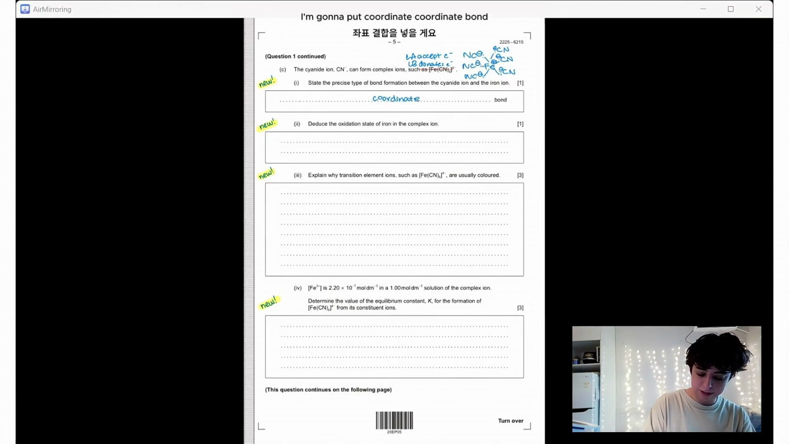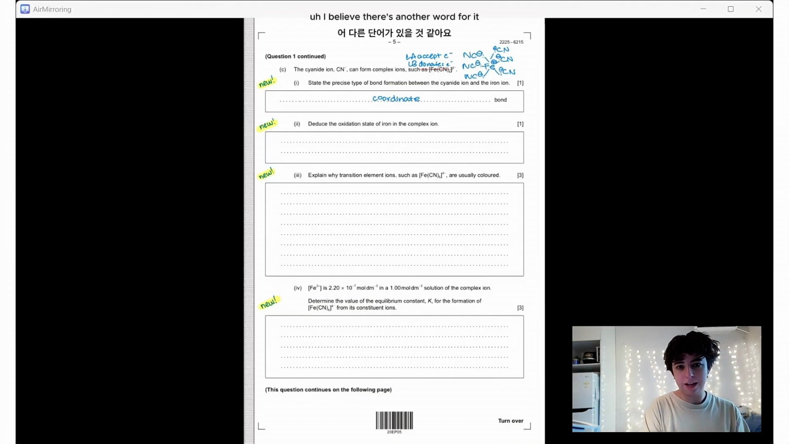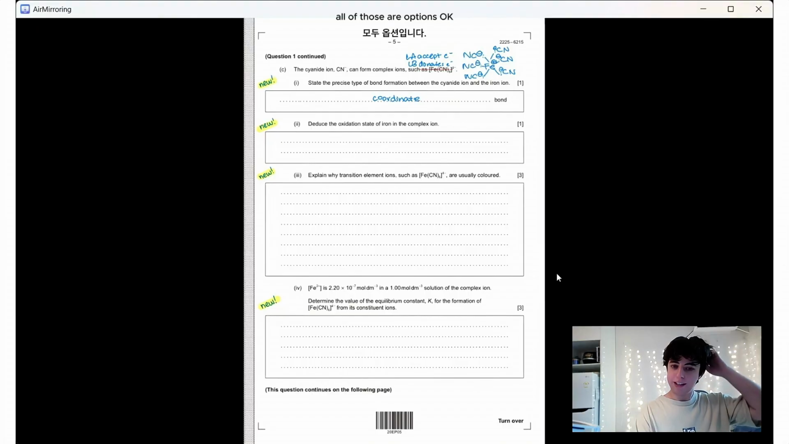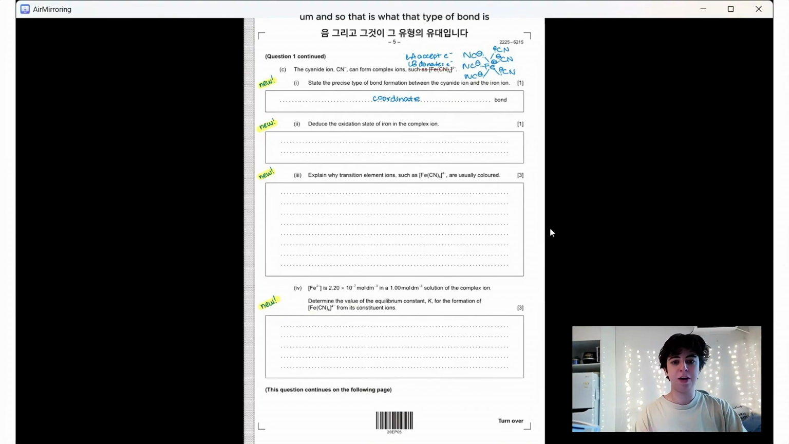I'm going to put coordinate bond. I believe there's another word for it that was in the old syllabus. I forgot what it's called. Let me look it up real quick. You also could say dative bond, coordination, covalent. All of those are options. And that is what that type of bond is, and that's ideally the thought process you should go through whenever you're thinking about it.